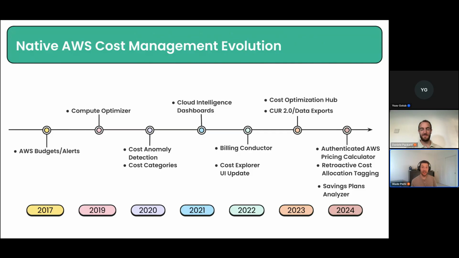So before, if you put a tag in place, it was only moving forward. And now we're actually able to retroactively apply that tag moving backwards, which is really nice and helpful for aggregating our costs and grouping it by business unit, things like that.